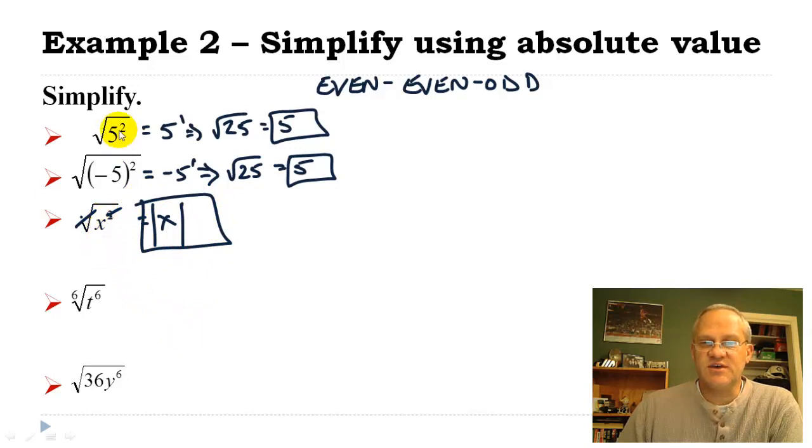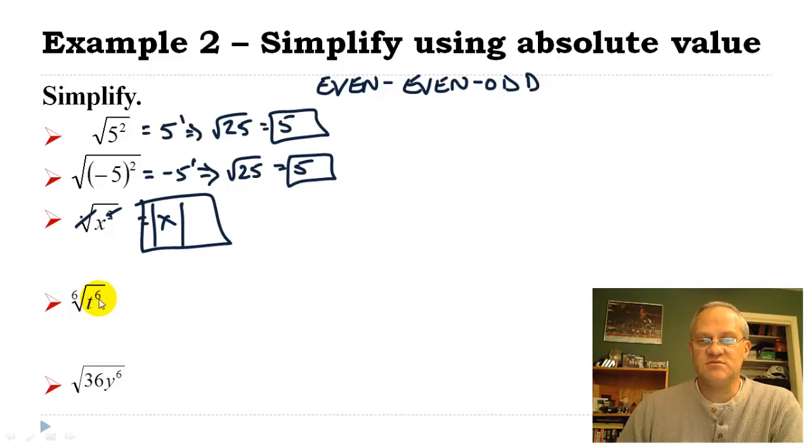Okay, in this case, it was just like the 5 up here. X could be 5 or negative 5, but we don't want it to be negative 5 in our final answer. If it was negative 5 in here, it needs to be positive 5 out here in the end. So we have to put absolute values.